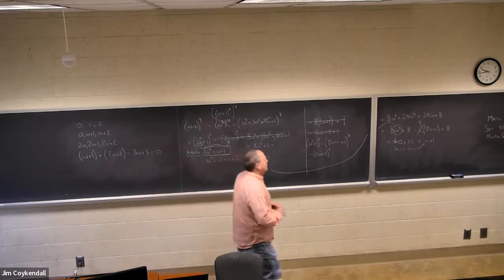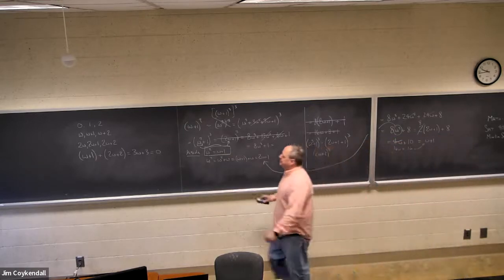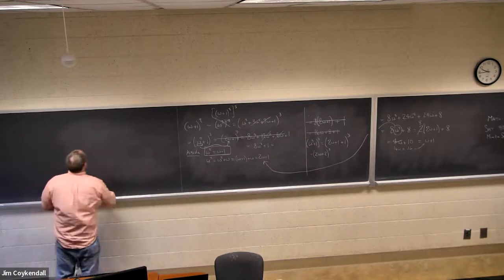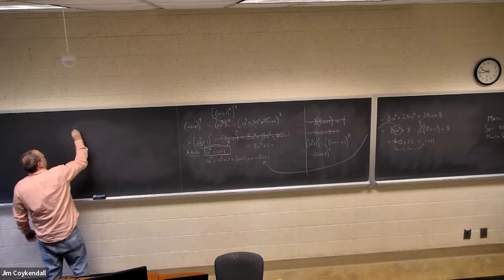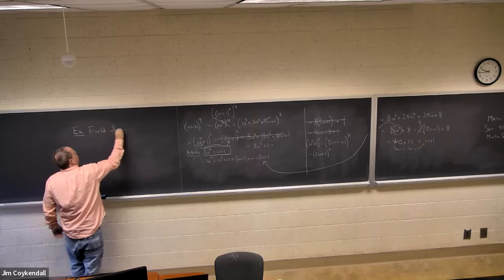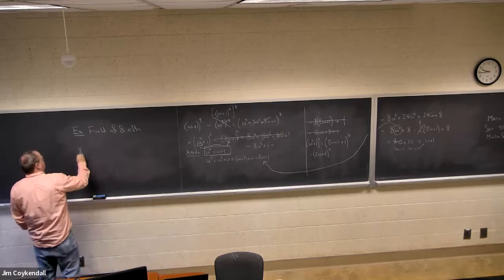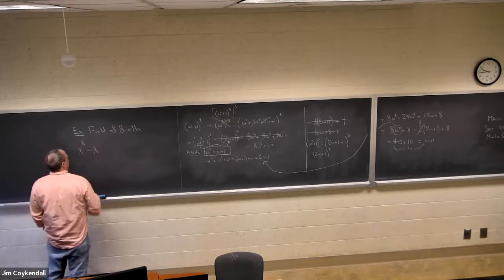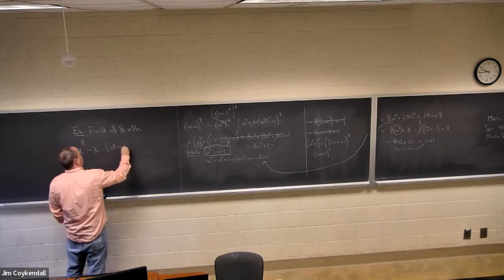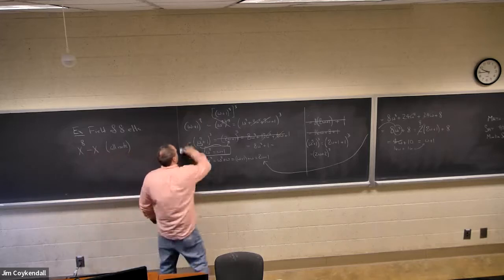Okay, so let's look quickly at one more. What if we have a field of 8 elements? I'm going to start this one from just the point of view of all roots of this polynomial. First thing I'm going to do is try to factor this thing over Z2.